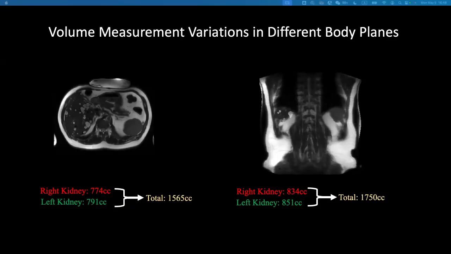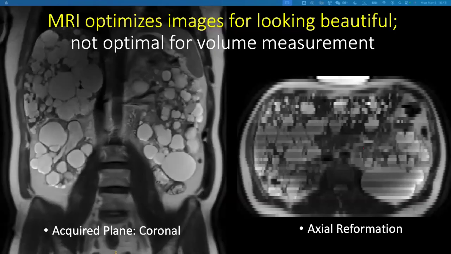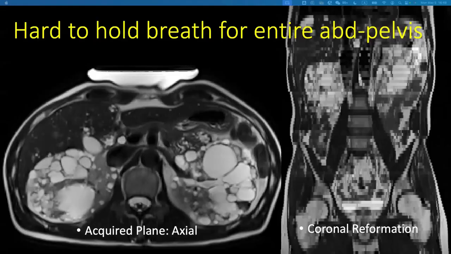This has to do with various details of the acquisition. For example, the MRI is optimized for images that look beautiful, but that is not optimal for volume measurements. The image is beautiful on the coronal plane, but when you reformat to a different plane, you can see the resolution is poor. And it's also hard for patients to hold their breath for the entire abdomen and pelvis.